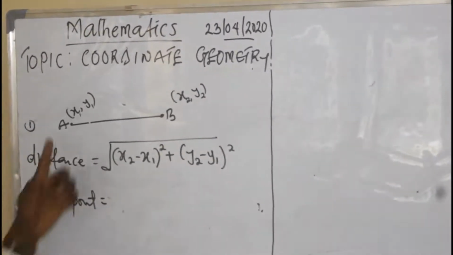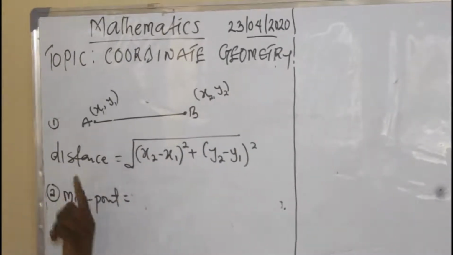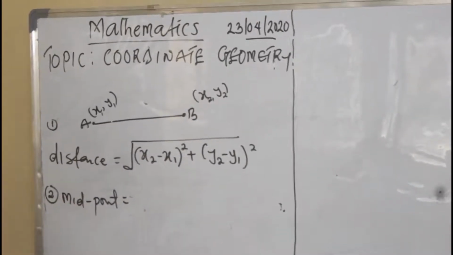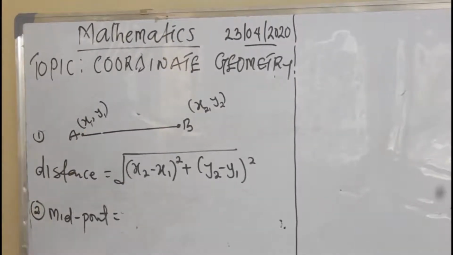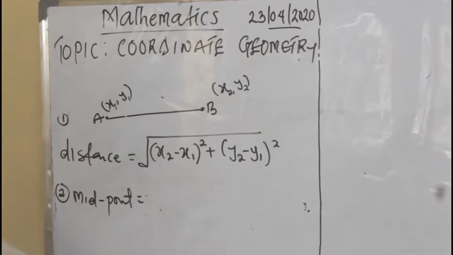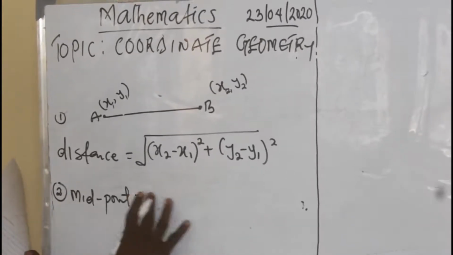Midpoint. As we have point A and point B, had it been the question asked us to calculate the midpoint of the line. What does midpoint of the line mean? The center of the line. When you divide the line into 2, what is going to be the coordinate of that? Then we have a formula that we use for that.